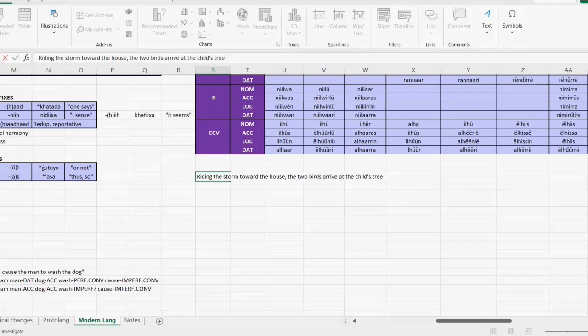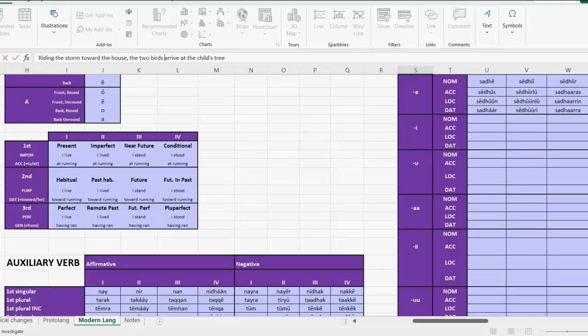And I think in this case, it would probably just be the sort of default to use alienable possession, but I think at least metaphorically, if the child has grown the tree, has put in the effort of cultivating this tree, then that could be seen as an accomplishment, the tree that the child made. So we could use the possessive classifier for accomplishments here. What tense are we going to use? We haven't done a future perfect in a while. The two birds will have arrived at the child's tree.